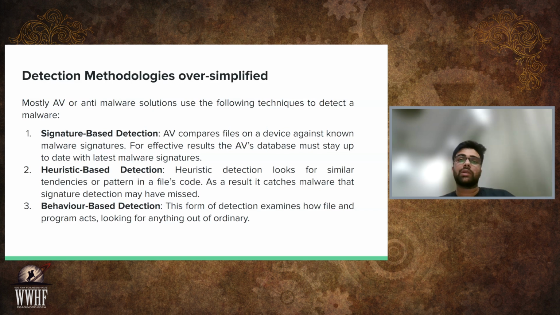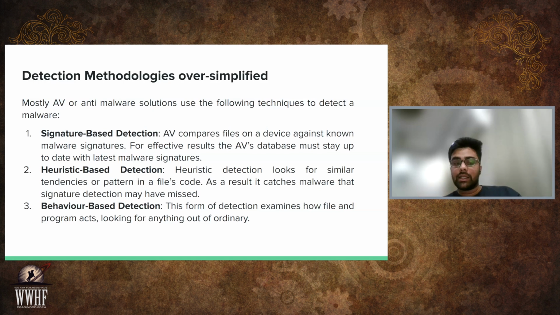Second is the heuristic-based detection. Heuristic detection looks for similar tendencies between files and between processes that are executing on the network. They are able to catch malware or malicious intent that is not detected by signature-based detection. And the third and last detection category is behavior-based detection. This form of detection examines how a file or program interacts with the memory or with the file system itself, and it kills or stops anything from execution that is out of the ordinary.